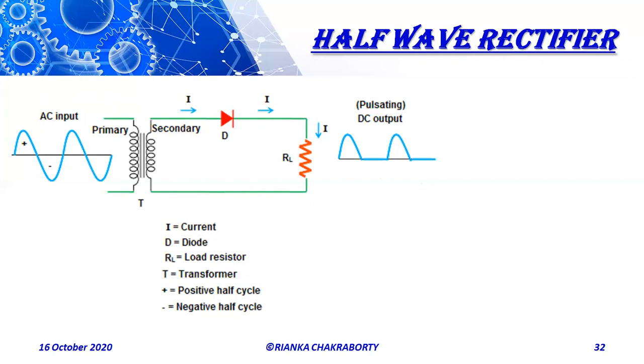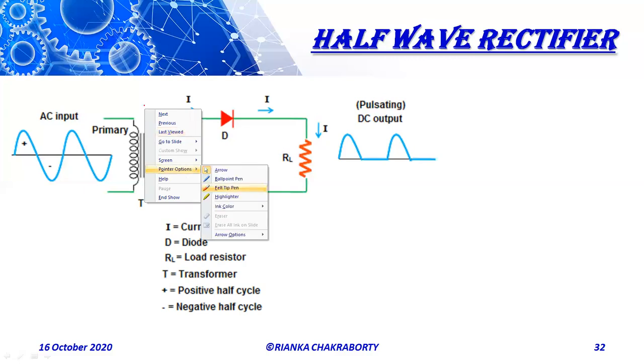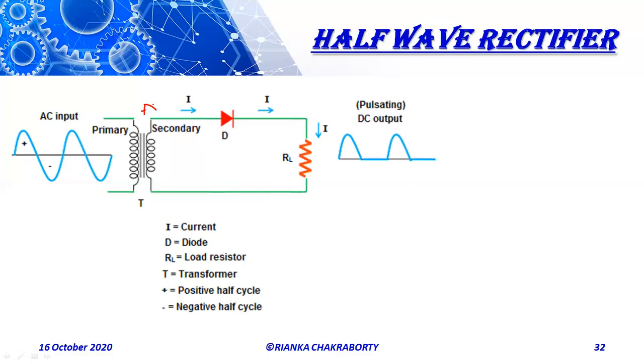Here, the AC supply to be rectified is applied in series with the diode and load resistance RL. Generally, AC supply is given through a transformer. The transformer isolates the rectifier circuit from the power line and thus reduces the risk of electric shock. So, the AC voltage across the secondary winding AB, suppose this is A and this is B.